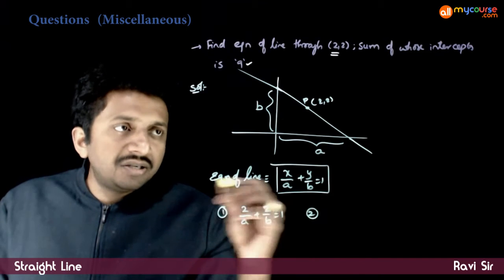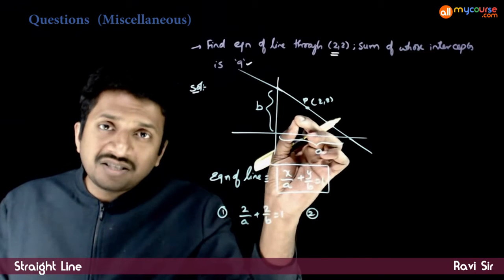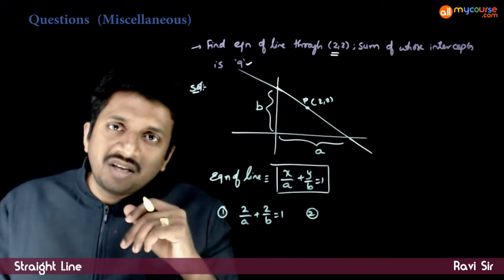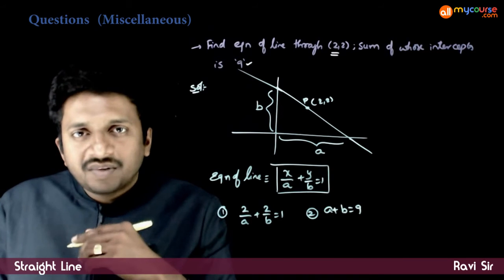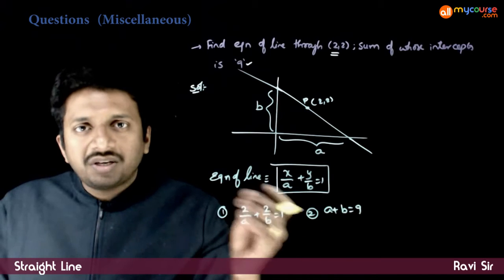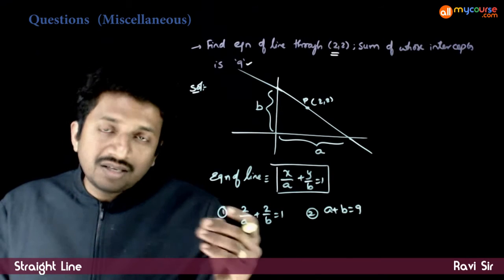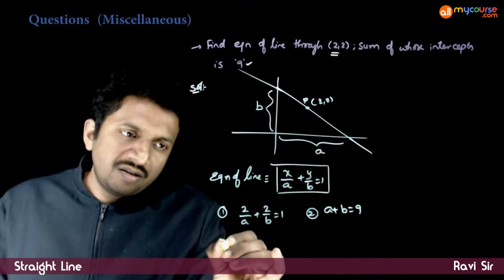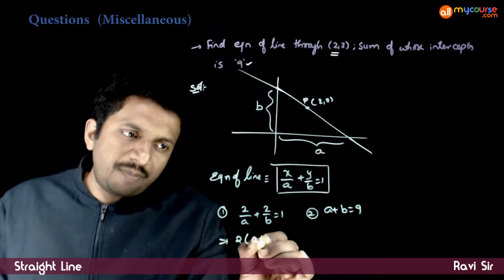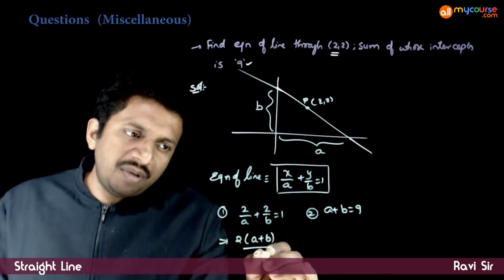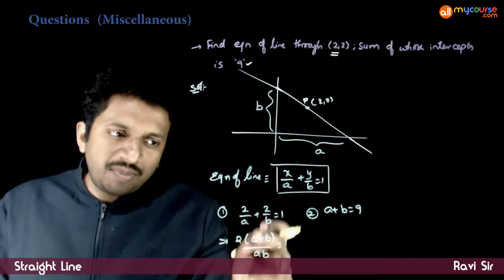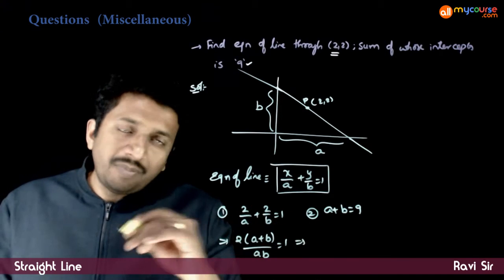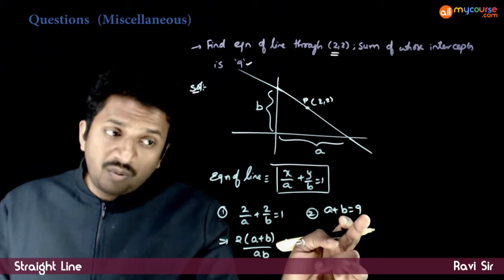And the second condition is that the sum of intercepts is equal to 9. So A plus B is equal to 9. So these are the two conditions which need to be satisfied. So let us solve for A and B. From this, if you take the LCM, you get 2 times (A plus B) by AB is equal to 1. Now A plus B is equal to 9.